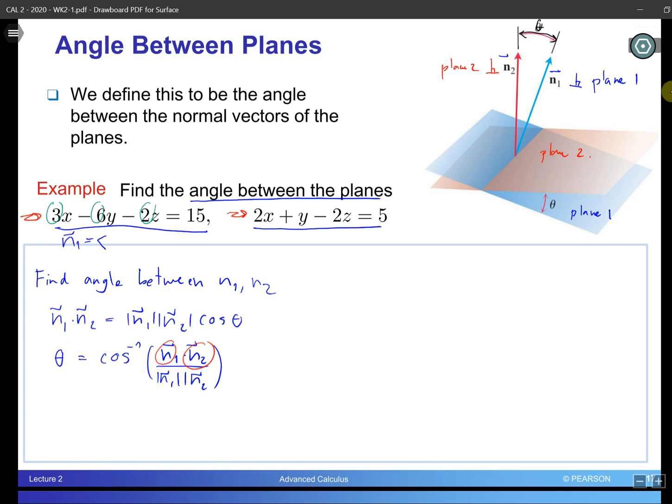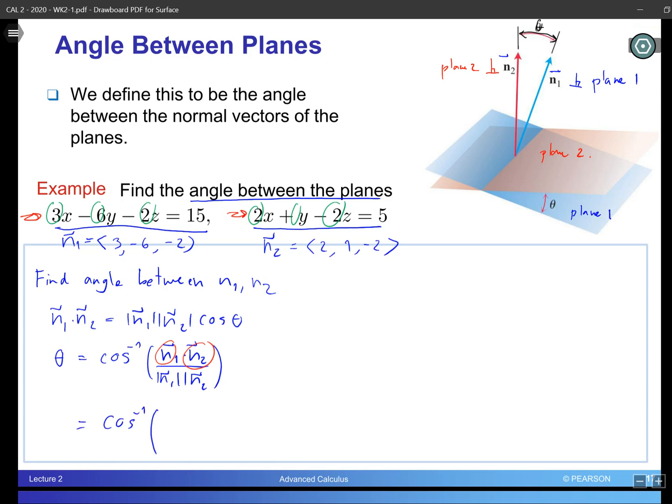So n1, I know right away: 3, minus 6, and minus 2. As for n2, I do the same thing. Look at the coefficients. I have 2, 1, and minus 2. So n right here, I have 2, 1, and minus 2. Now, once I have this, the calculation is easy, right? Arc cosine, I perform the dot product.